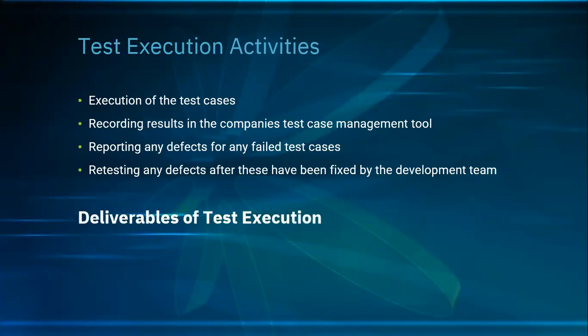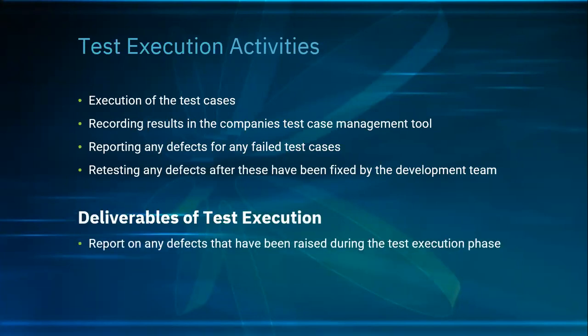Then deliverables of test execution. What are the deliverables? Report on any defects that have been raised during the test execution phase. So any defect that has been raised, you have to report on it. Then an overall summary of the test case results. We have to give them. We have finished execution. After you finish execution, give them the analysis.